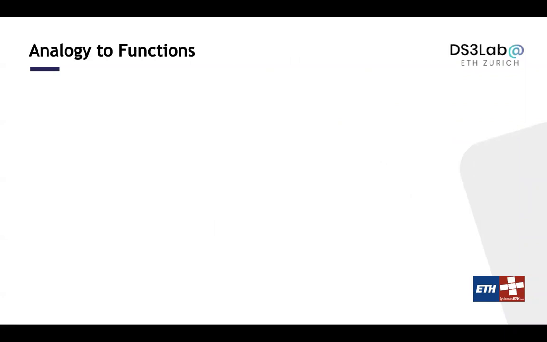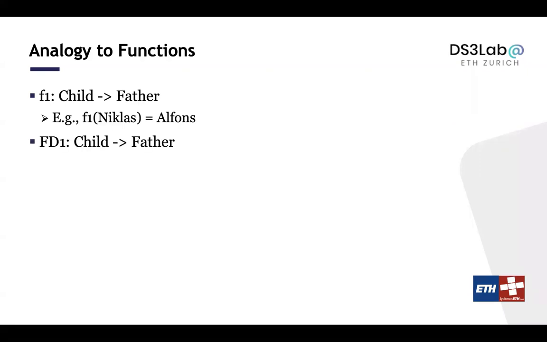If you are curious about why we call them functional dependency, right? The reason is it's very similar to a function. So let's assume you have a function f1 that simply takes as input the child and outputs its father. This type of mapping between different values is exactly what the functional dependency is trying to model. Whenever there's a functional dependency, for example, from child to father, it actually means there exists some function that takes as input child and outputs father.